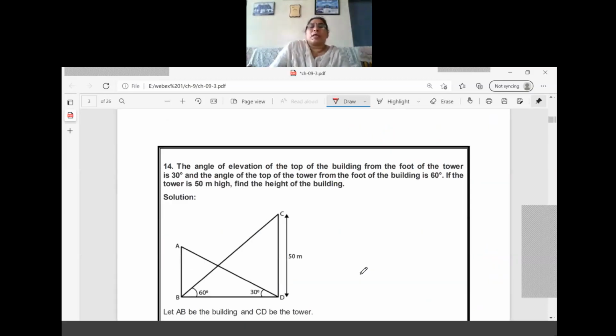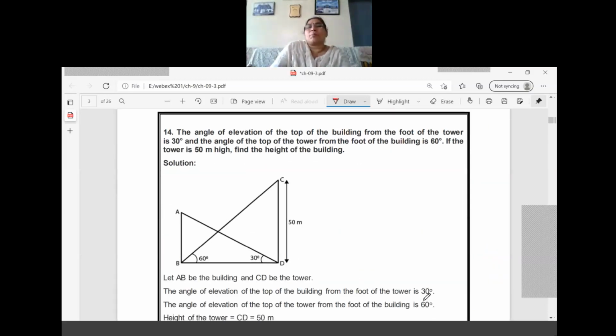Next question. The angle of elevation of the top of the building from the foot of the tower is 30 degrees, and the angle of the top of the tower from the foot of the building is 60 degrees. So what happens here? Two diagrams are there. The angle of elevation of the top of the building from the foot of the tower is 30 degrees. So here it is a tower. If the tower is 50 meters high, so this is the tower, and it is the top and it is the foot.